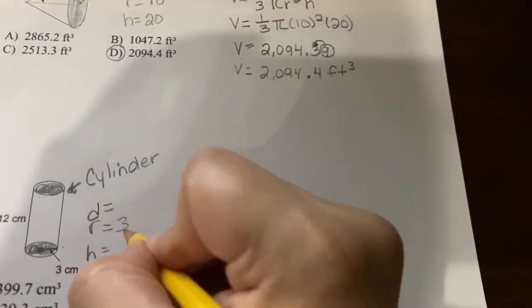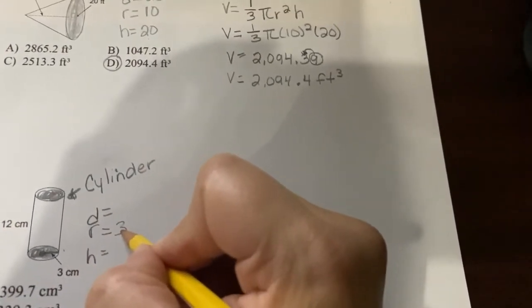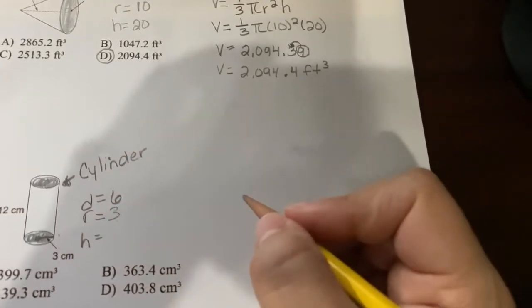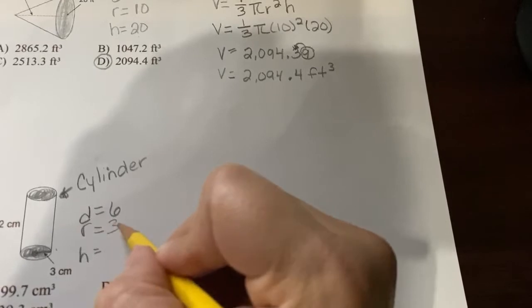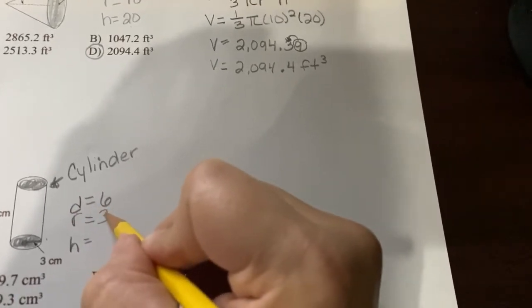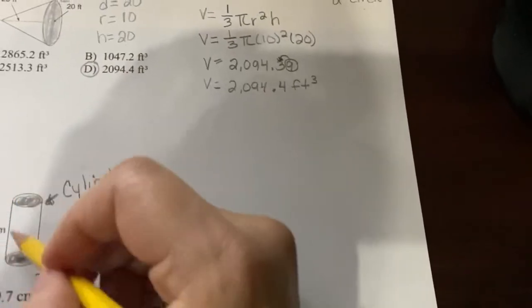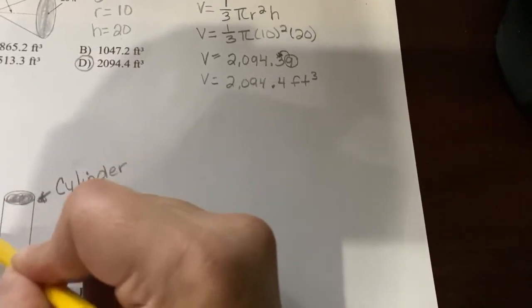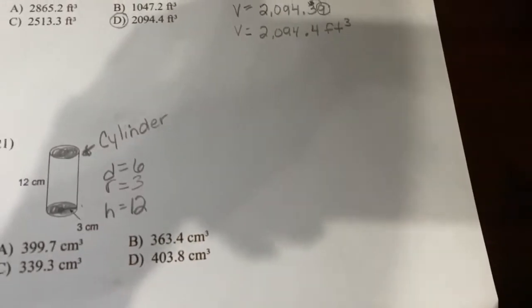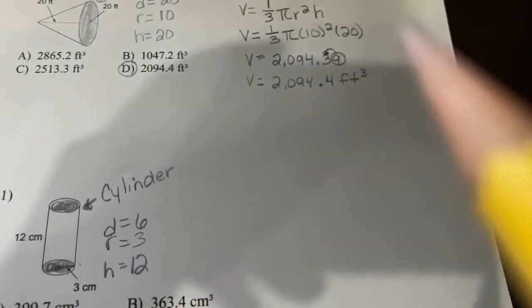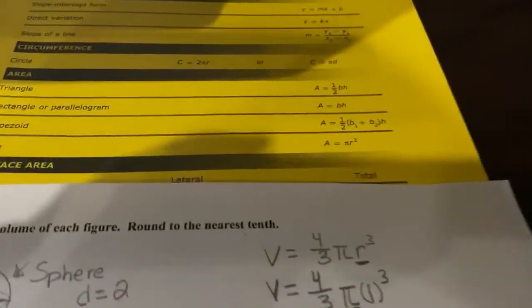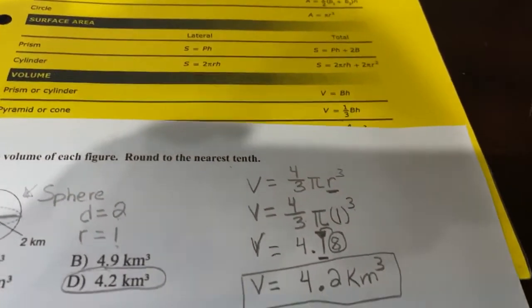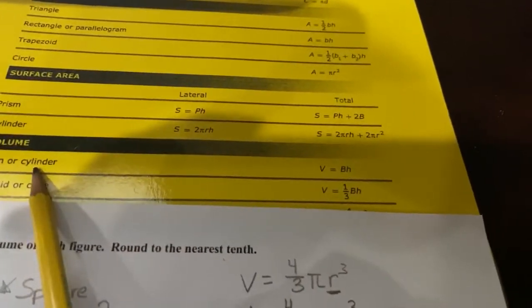So the diameter this time is going to be multiplied by 3. So 3 times 2 is 6, because the diameter is twice the radius. And then the height is going to be from base to base, which is 12. Okay, and so once I identify my figure and the parts of the figure, I'm going to go to the formula, which is found right here on my formula chart. Cylinder volume equals that capital B again, which is area of the base times height. So I'm going to go ahead and write that down.